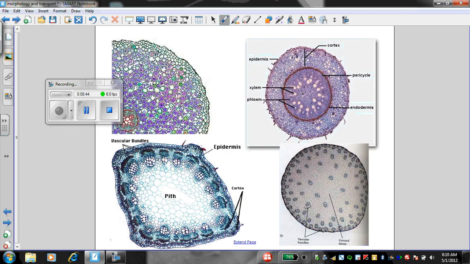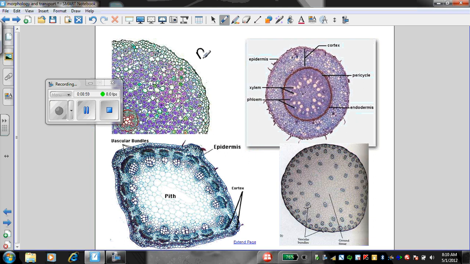So we're going to continue on here. We're going to look at real cuts of leaves that have been dyed for us. So here, if you want to pause and try to see if you can identify which one's which, that would be good. And then I'll give you the answers here in a second.